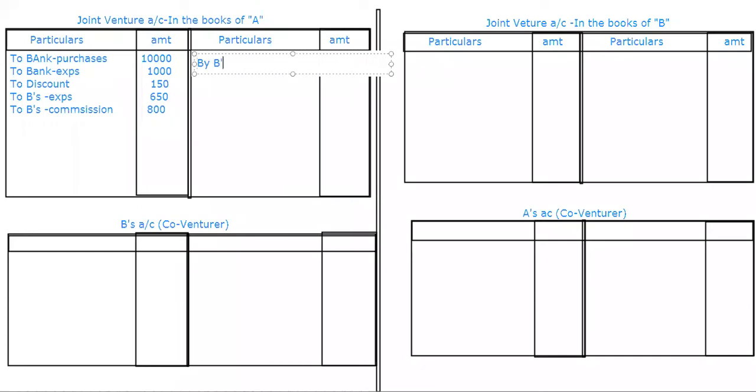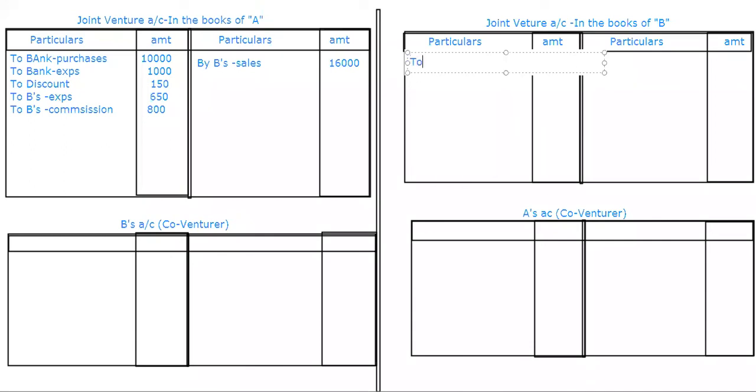And here B's sales, we don't have any closing stock, so directly this 16,000. And now before totaling, someone total it and keep aside.